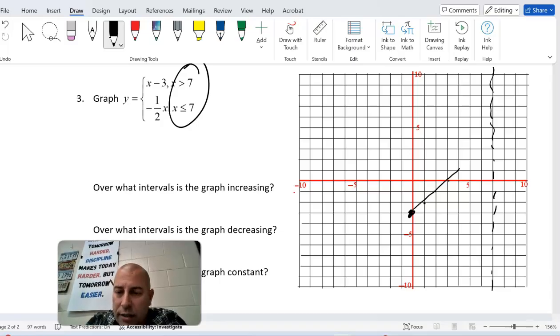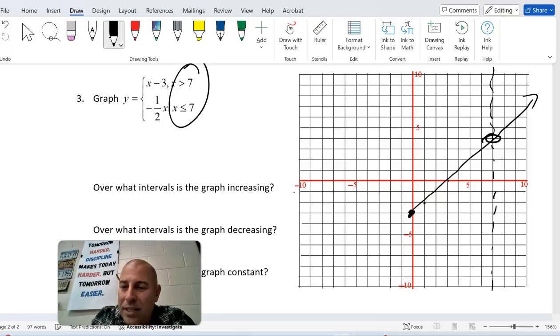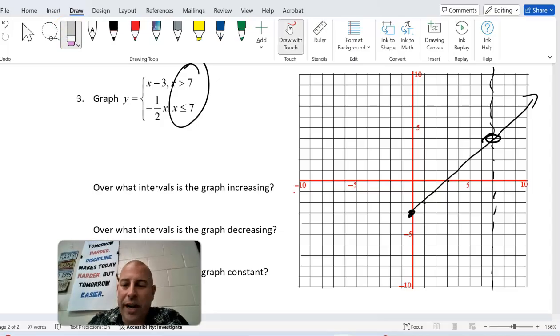So if I draw it, okay, but I only want where it's greater than 7. So that tells me an open circle here. And I'm going to reach for my eraser, and I only want that portion of it. Again, only want the graph when it's greater than 7.